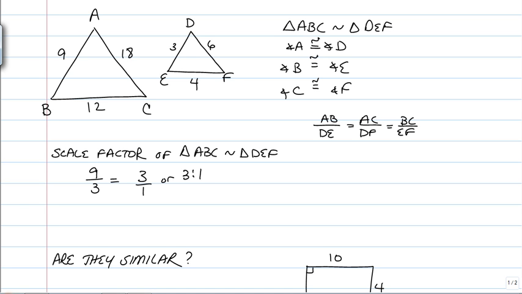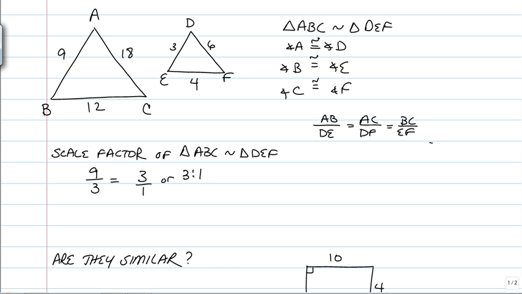So in this next example right here, it says ABC is similar to DEF. So that means all of these things are going to be true. A is going to be congruent to D. B is going to be congruent to E. C is going to be congruent to F. But then the ratios, AB over DE is going to be the exact same ratio as AC over DF, which is going to be the exact same ratio as BC over EF. Okay, so those are all of your similarities.